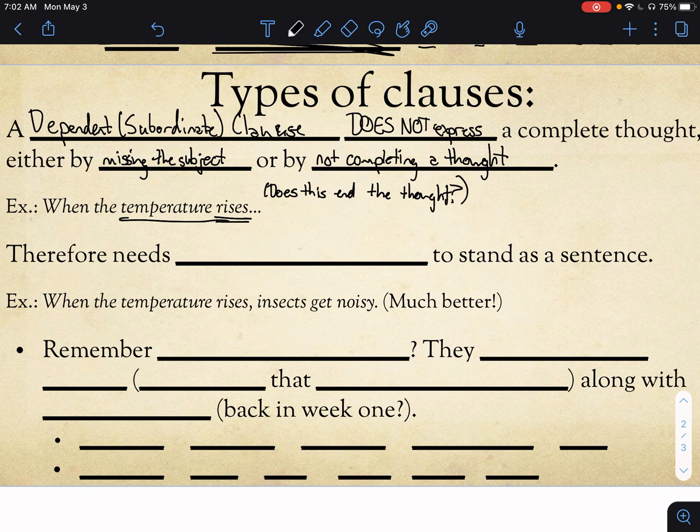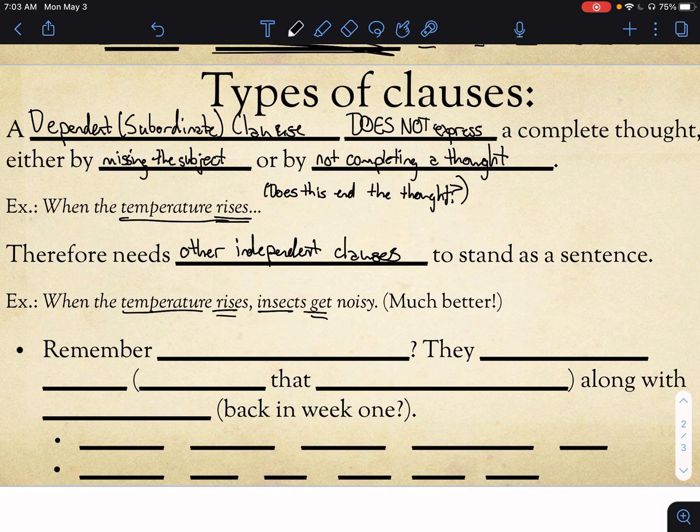So we need more information, or it needs other independent clauses to stand as a sentence. So when the temperature rises, insects get noisy. Boom. Suddenly, you have a complete thought.